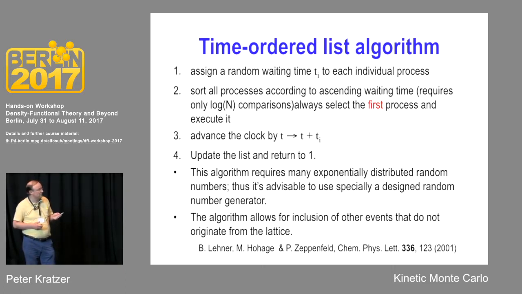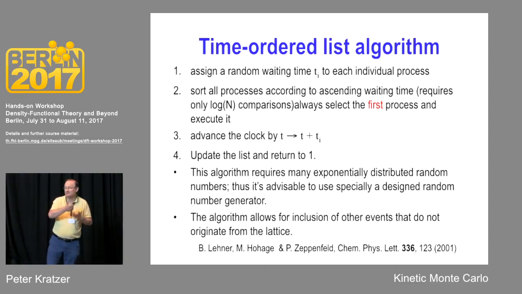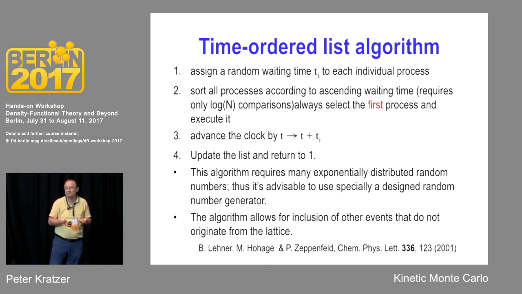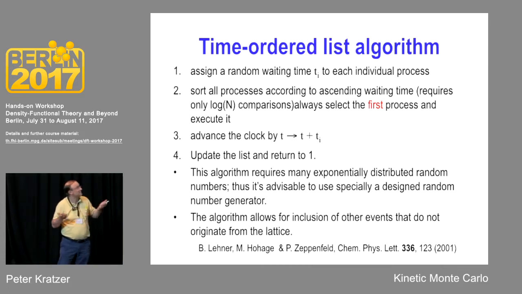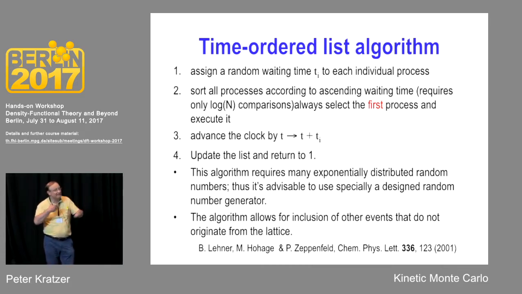So the advantage here is that this algorithm allows you for the inclusion of any other events that do not originate from the lattice or have some different distribution. Anything that has an assigned time can be added to this list. So that's an alternative when you have very many process types. And the process type algorithm is not so efficient, but the time-ordered list algorithm is more efficient.